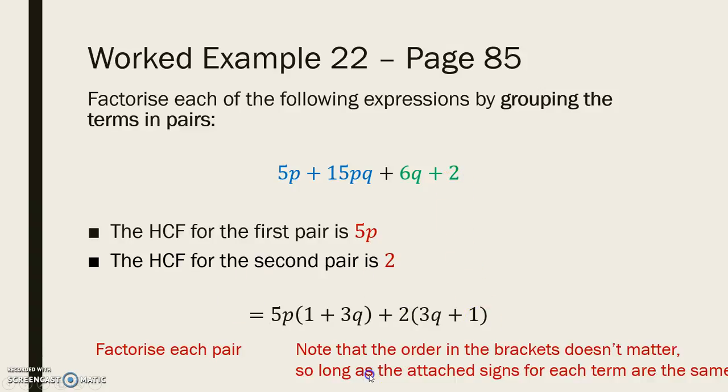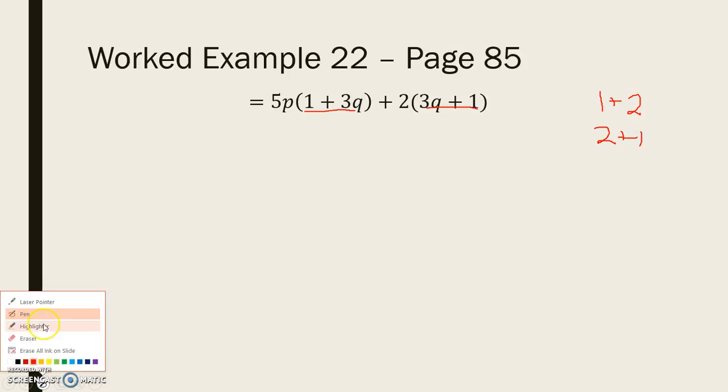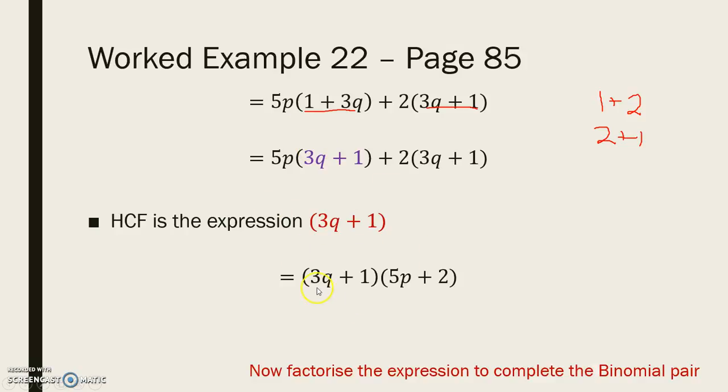And now we can factorise that because the brackets match. It doesn't matter that the brackets are in different orders, because as we talked about before with the commutative law of multiplication and addition, whether you go 1 plus 2 or 2 plus 1, you get the same answer. And that's the principle here. If you want, you can go ahead and write that in the same order like I've done here. So we factorise that as the highest common factor. We have 3q plus 1 is the factor we've taken out. What's left here is the 5p plus 2. And that's our second bracket.